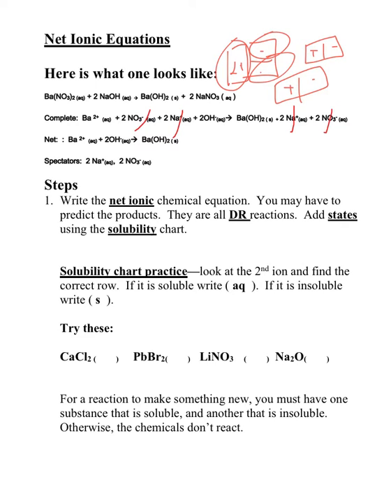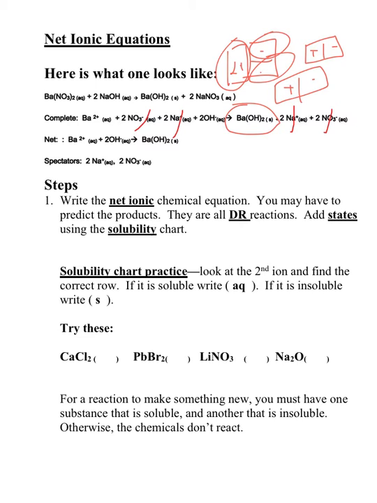On the right side, this is solid, so you keep that together. You do not break the solids apart. And then 2 sodium nitrates, pretty similar to sodium hydroxide: 2 Na+ and 2 NO3-. Again, you do have to write AQ for anything that's AQ.